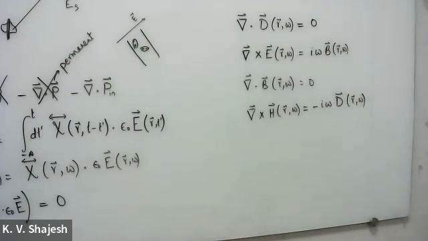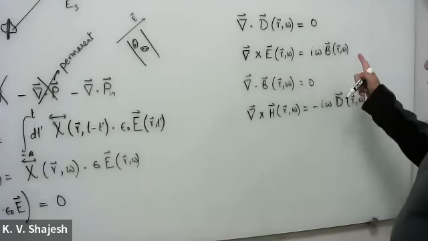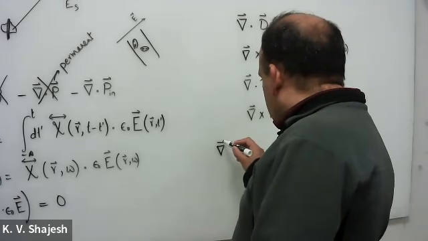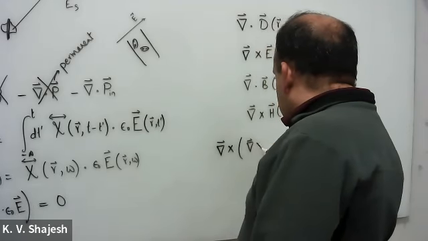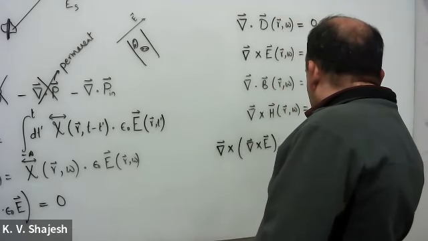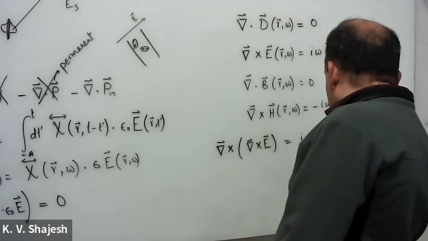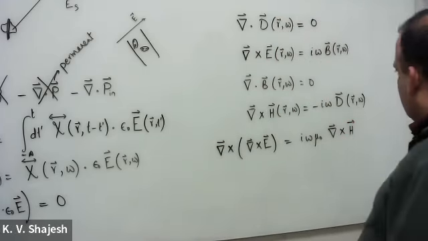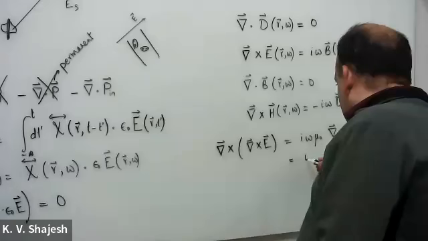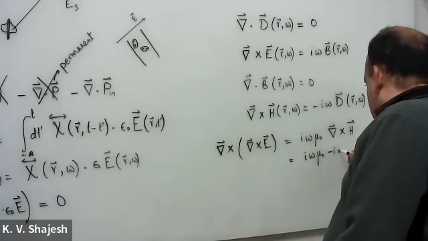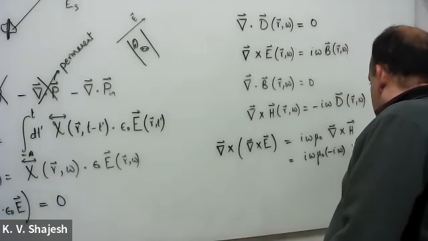Okay, so that's our equation. Let's combine the second and fourth equation. Remember, B is mu naught times H. So del crossed with E is equal to i omega mu naught times H, and del crossed with H is equal to minus i omega times D.